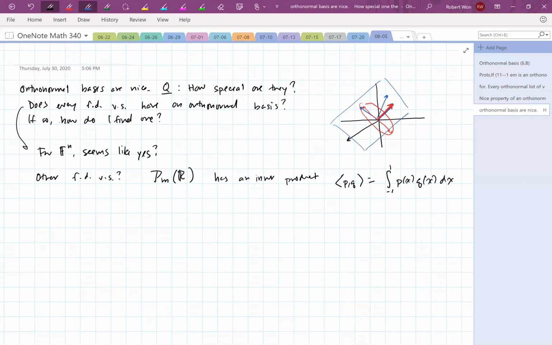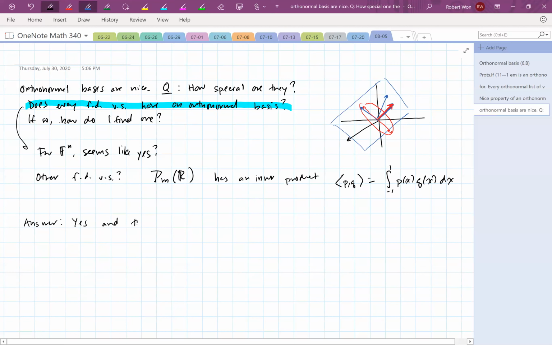So I think this question, does every finite dimensional vector space have an orthonormal basis, is a non-obvious one, right? Maybe orthonormal bases are so special that I can't expect them to exist in general. But it turns out, this is linear algebra, everything is nice. So the answer is yes, and there's even an algorithm. What does the algorithm do? The algorithm takes in a basis and spits out an orthonormal basis.